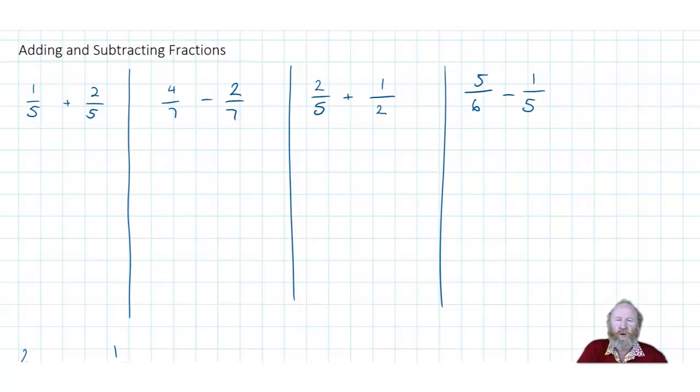This is a short video on adding and subtracting fractions. The first ones I have here are ones that I would describe as the easier variety. If I have 1/5 plus 2/5, I end up with 3/5. Notice that the denominator there is still the same.